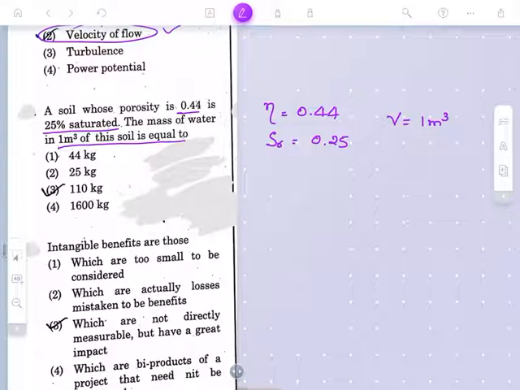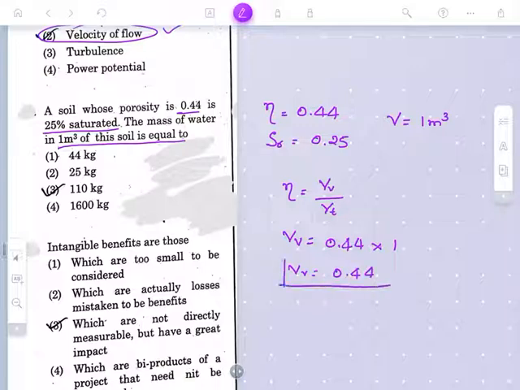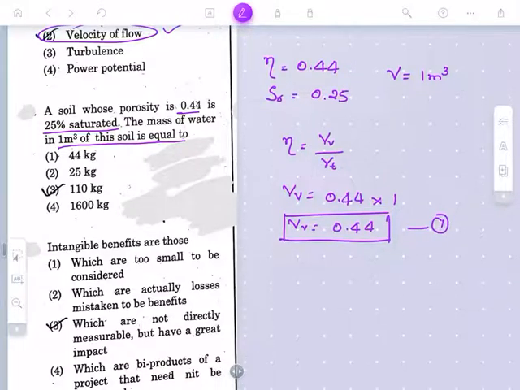Fine. So now we need to find the mass of the water. For that, with the help of the porosity equation, we can find the volume of voids. Porosity is equal to volume of voids to the total volume. We know the total volume and we know the porosity, so volume of voids is equal to 0.44 times 1 meter cube, which is 0.44. With the help of this we can find one more equation, that is saturation.